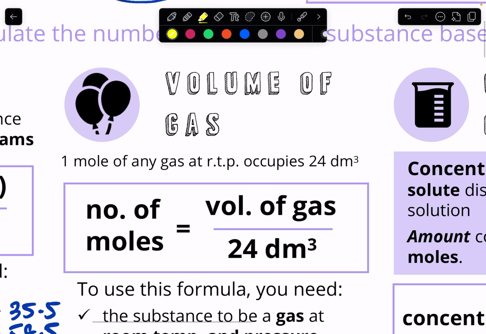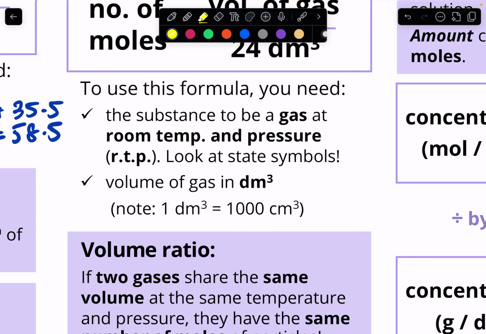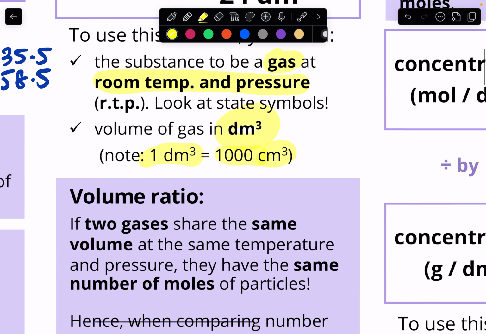Then we look at volume of gas. So 1 mole of any gas at room temperature and pressure occupies 24 dm3. So to find the number of moles, we just need to take the volume of gas divided by 24 dm3. To use this formula, it needs to be a gas and it needs to be at RTP. So if the question didn't specify, we assume it to be at room temperature and pressure. And the volume of gas must be in dm3. So please convert. If it is in cm3, take note that 1000 cm3 equals 1 dm3.